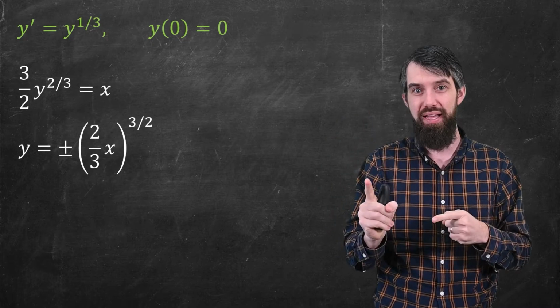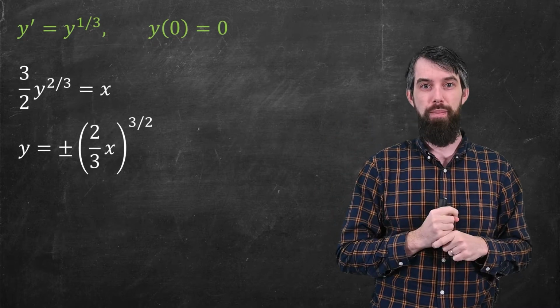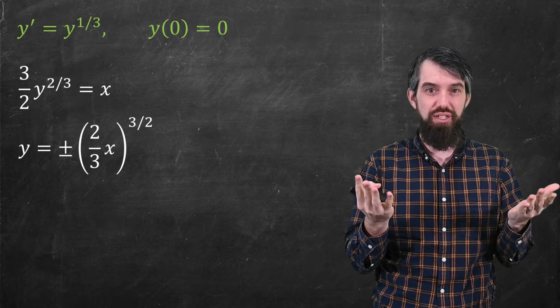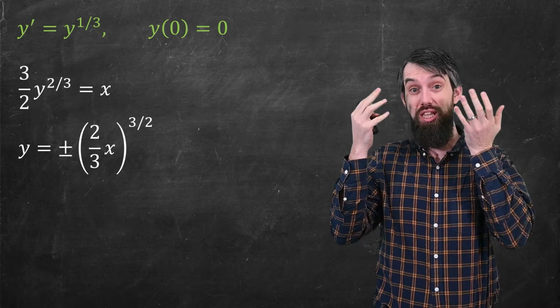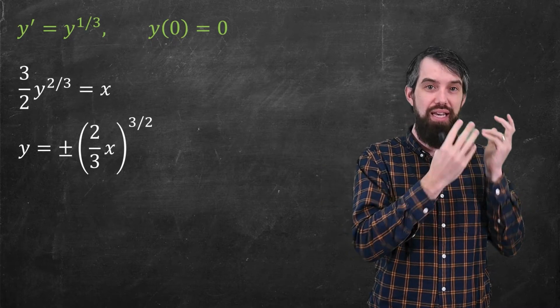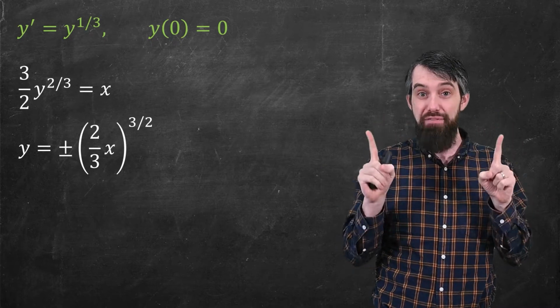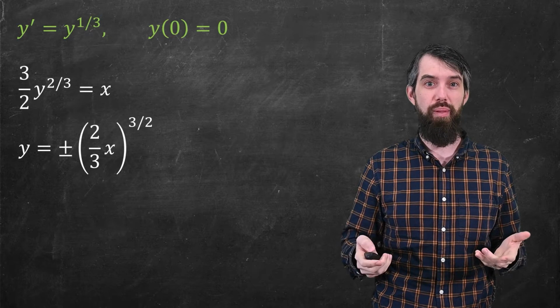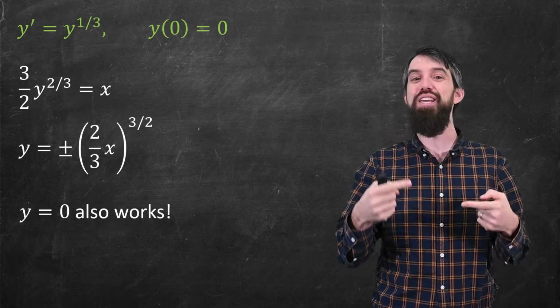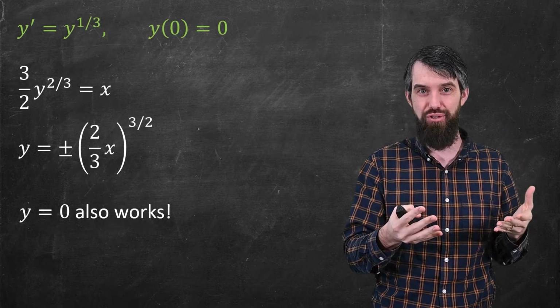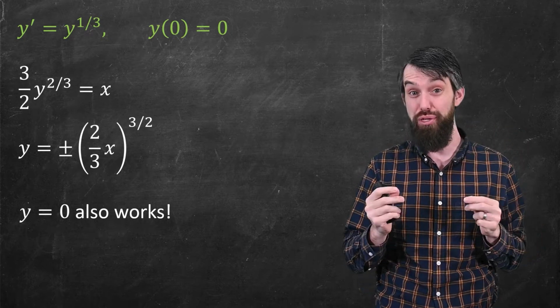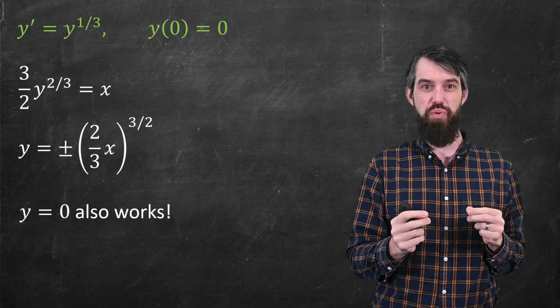And here's the point. This isn't just one solution. This is two different solutions. When I write plus or minus, I'm saying I've got two different solutions, one which is the positive root and the other is the negative root. So here I have two solutions to the initial value problem. And then we also had the y equal to 0 solution I mentioned before, what we'll often call the trivial solution. So now we have three different solutions to the same initial value problem.